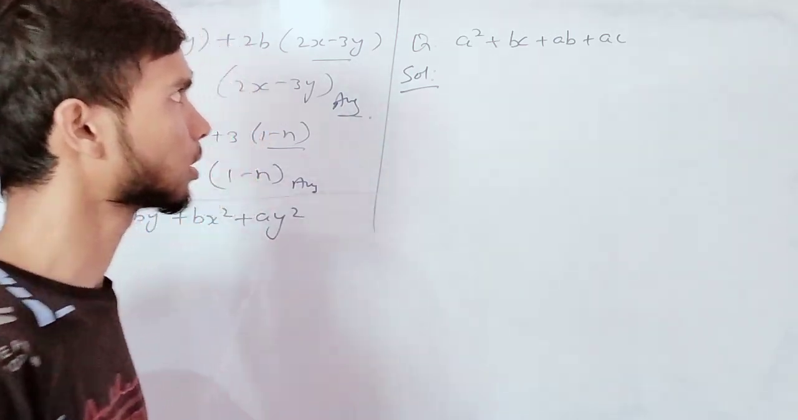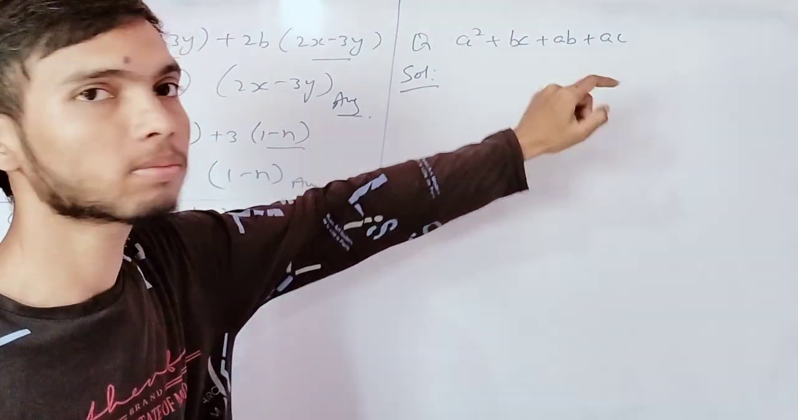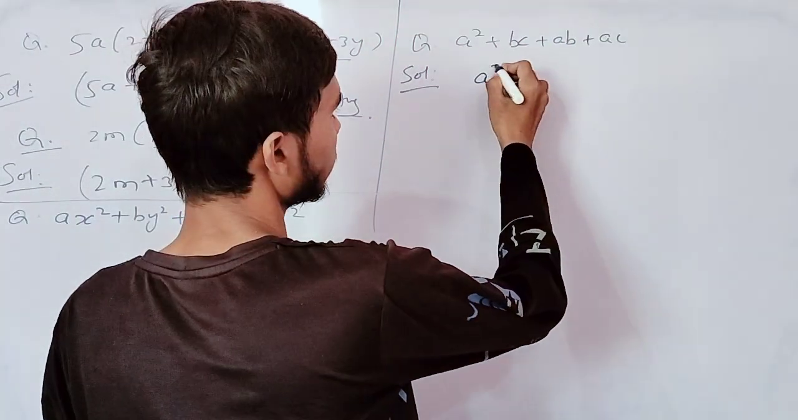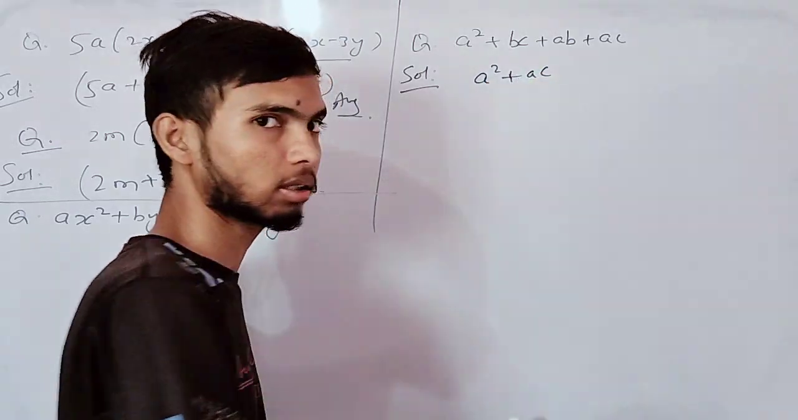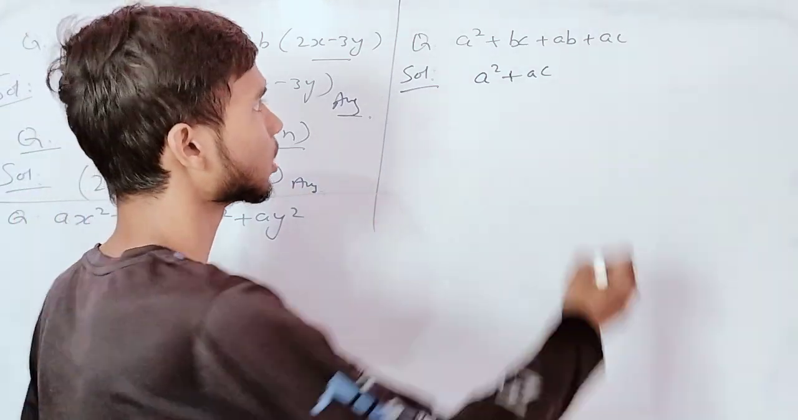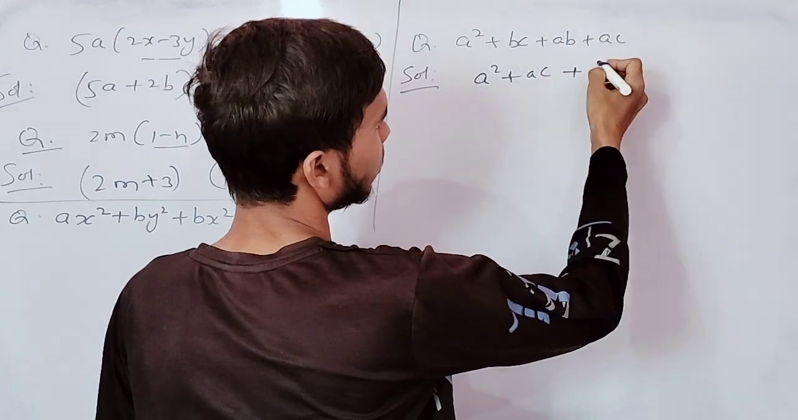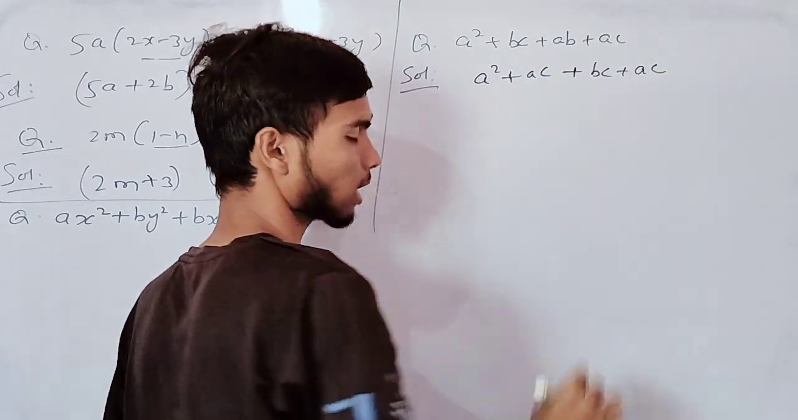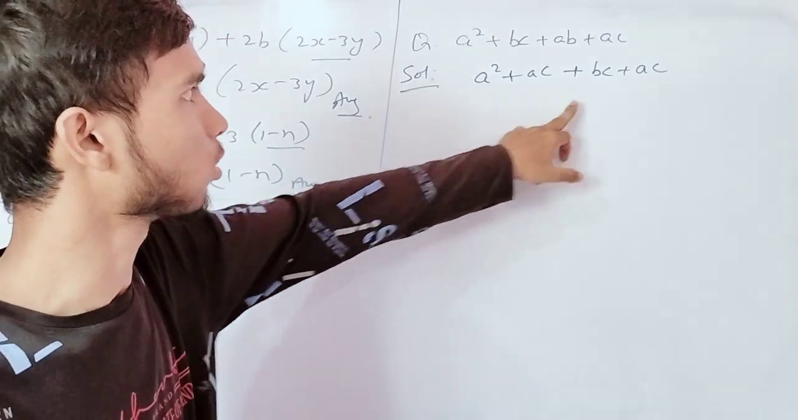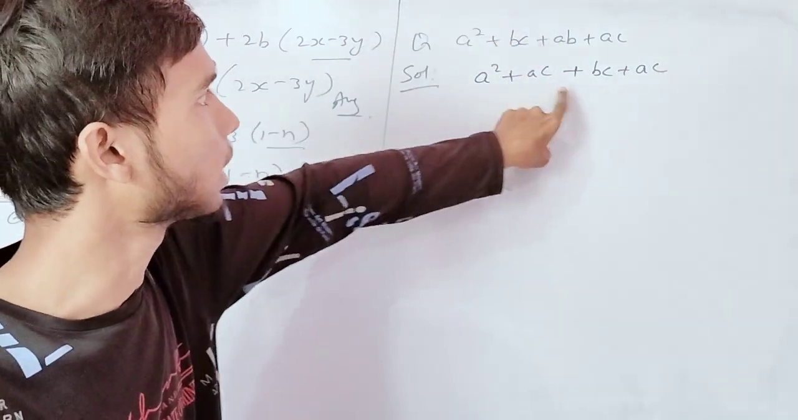Here is A square. This term does not have A, this term has A. You can take it. A square plus AC. I am arranging it so that we can think clearly. Now, whatever you have left, you can write here: BC plus AC. Now you can easily say that here we can take A as a common, and in this we can take C as a common. That's why I arranged it in this way.